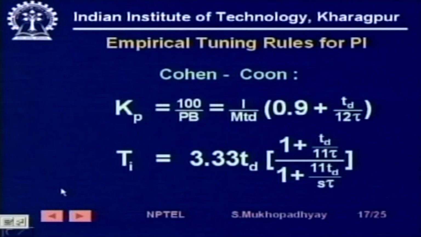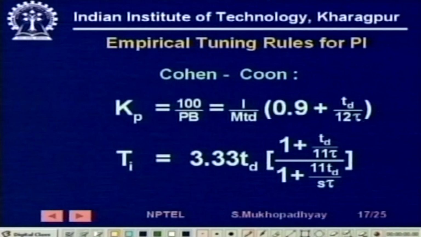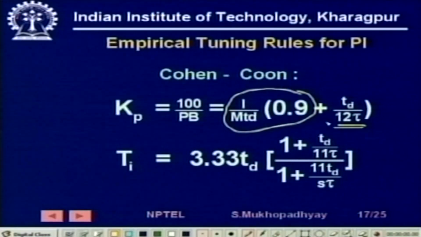For example, we can have another rule known as the Cohen and Coon rule, which looks like this. You see that they are actually fairly close. The only thing is that Ziegler and Nichols said that Kp should be this much, while Cohen and Coon are adding another term.